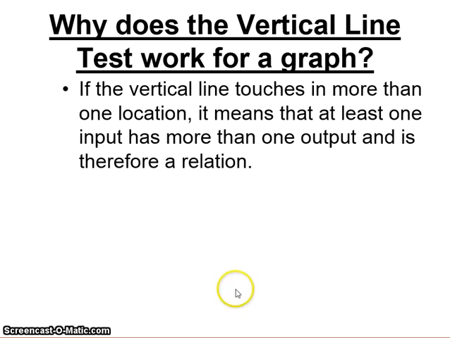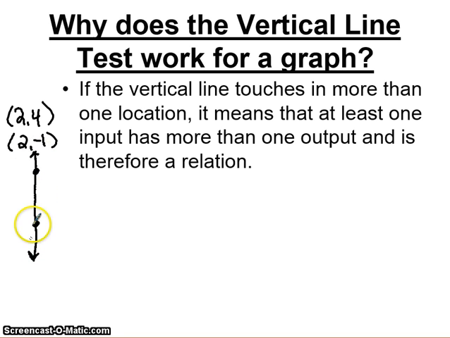If the vertical line touches in more than one location, it means that at least one input has more than one output and is therefore a relation. So remember when we had those ordered pairs, 2, 4, and 2, -1, and when we graphed them, they lay on the same vertical line. Because they were on the same vertical line, that meant the same input had two outputs and is therefore a relation.